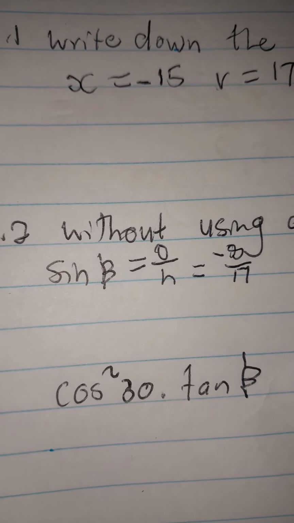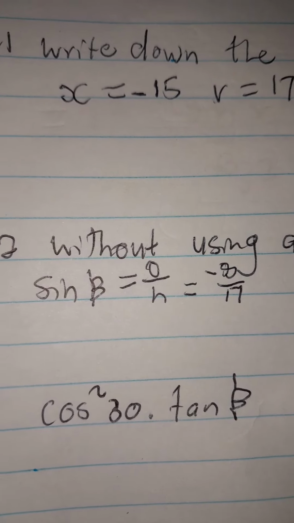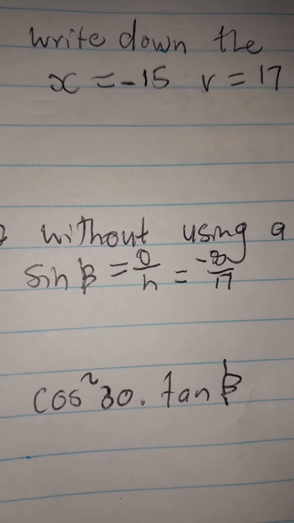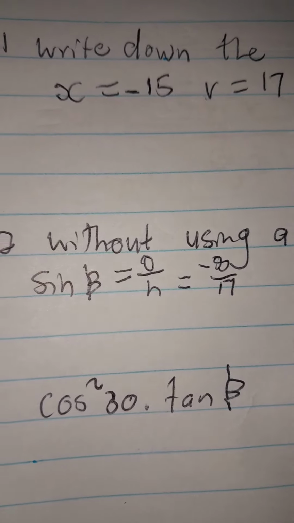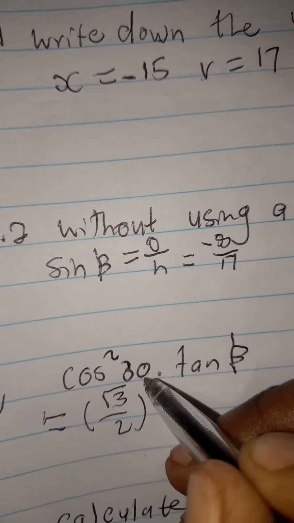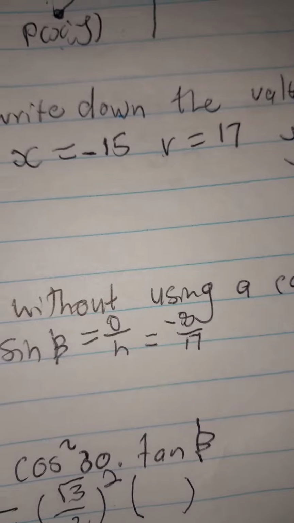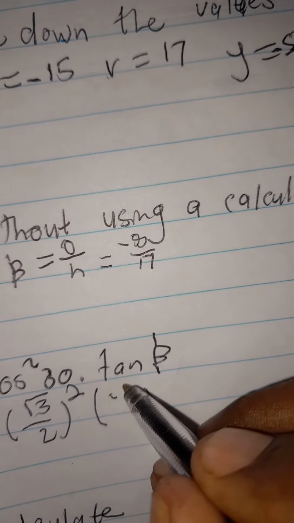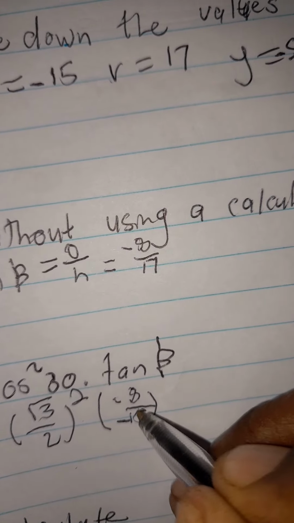So let's go to the second question: cos squared 30 multiplied by tan beta. First things first, we know that cos 30 is a special angle, and cos 30 is equivalent to root 3 all over 2. Since we have a square, we are going to square it. Remember, we also have tan, which is opposite all over adjacent, which is y all over x. Remember that our y was given as negative. We get y is negative 8, and our x was negative 15.